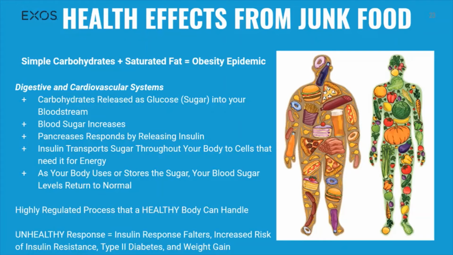This blood sugar process is highly regulated by your body. And as long as you're healthy, your organs can properly handle all of those sugar spikes. But if you're frequently eating high amounts of carbs, that's going to lead to repeated spikes in your blood sugar. And over time, those insulin spikes are going to cause your body's normal insulin response to falter. So this increases your risk for insulin resistance, type 2 diabetes, and weight gain.